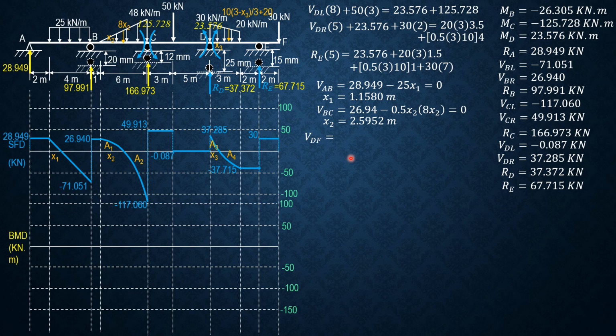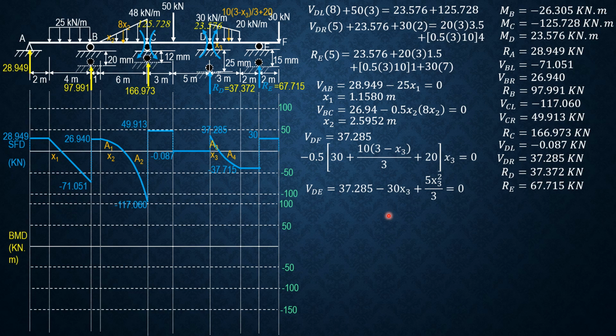Then for x3, call that x3. Then the intensity of the load. So this is 3 minus x3. Intensity of the load minus 20 over 3 minus x3 equals 30 minus 20, which is 10 over 3. Therefore, the intensity of the load here in terms of x3 is 10/3 times the quantity 3 minus x3, plus 20.